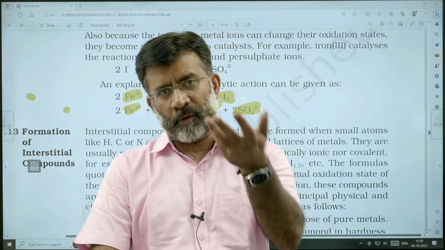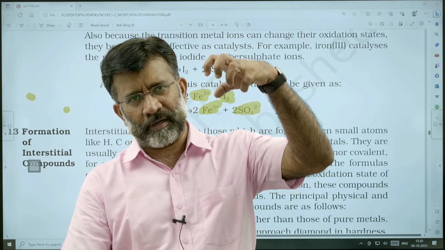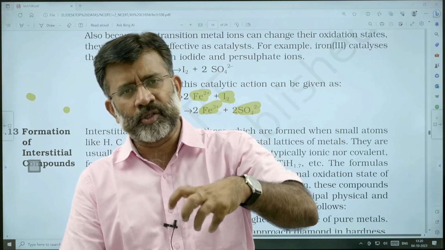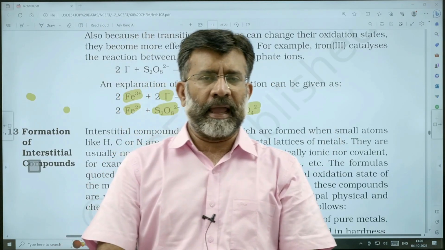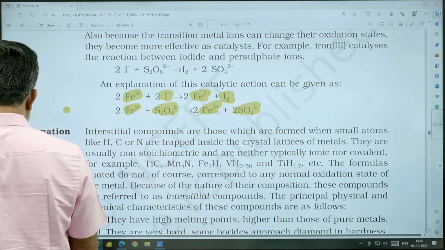The other point, already commented on, is adsorption. The gaseous molecules or reactant molecules come and adsorb over the catalytic surface and thereby the reaction proceeds. So that is about catalytic action.